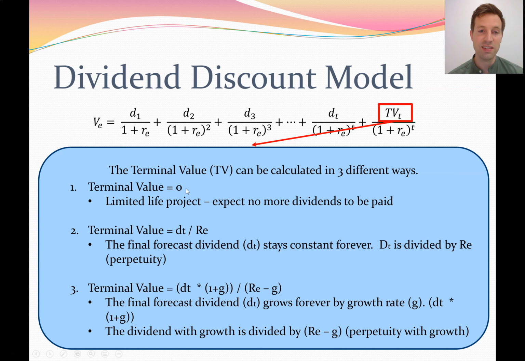So if we compare these, 0 is going to be the smallest number. It's going to give us the lowest value for the company. The terminal value with growth is going to give us the highest valuation of our company.